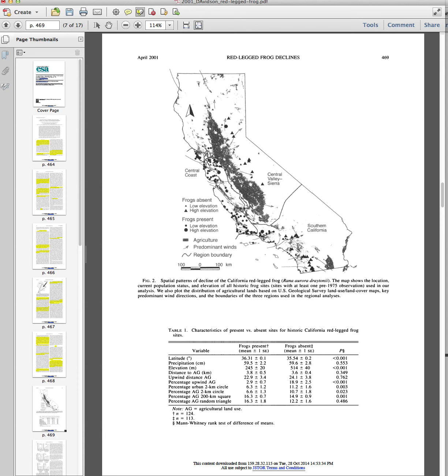So the wind is going from here, from this agricultural area, up through here, right? Over here. From here over here, right? So you're seeing direction of wind.